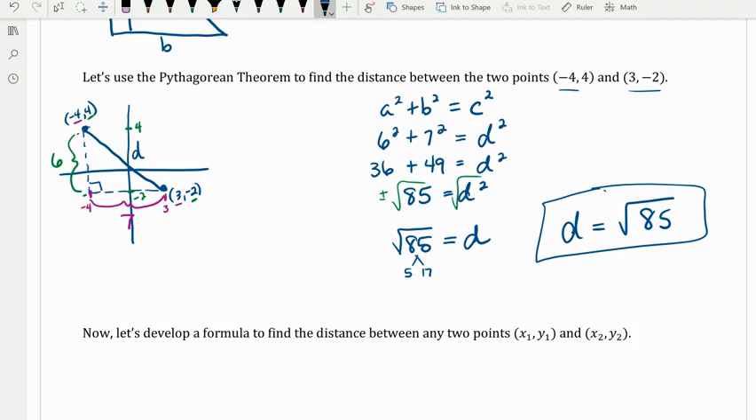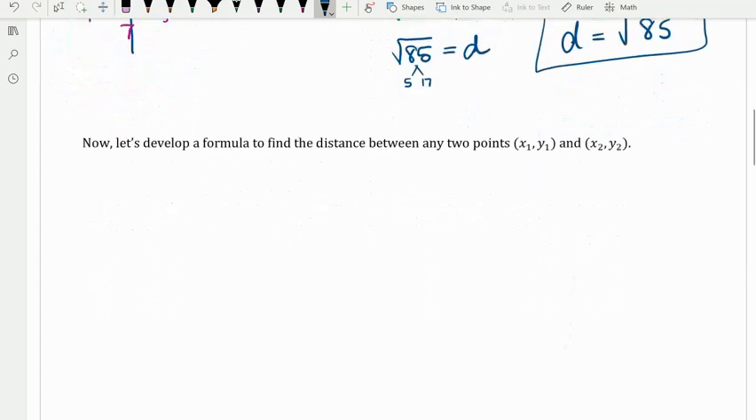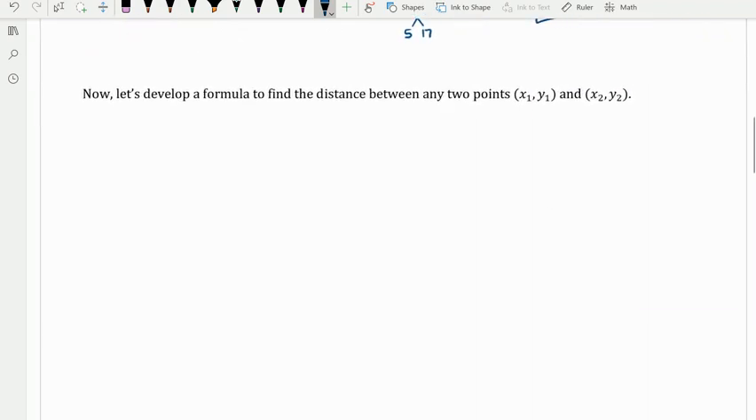Now, this worked pretty well for us because we could draw a graph, count that distance between the y and the x values, and it was easy to count. If I make this with decimals or fractions, that might be a little bit harder for us to draw the graph and count it. So what we're going to do now is take this same process, but do it just for x and y. So x1, y1, and x2, y2, and see what happens with this, right?